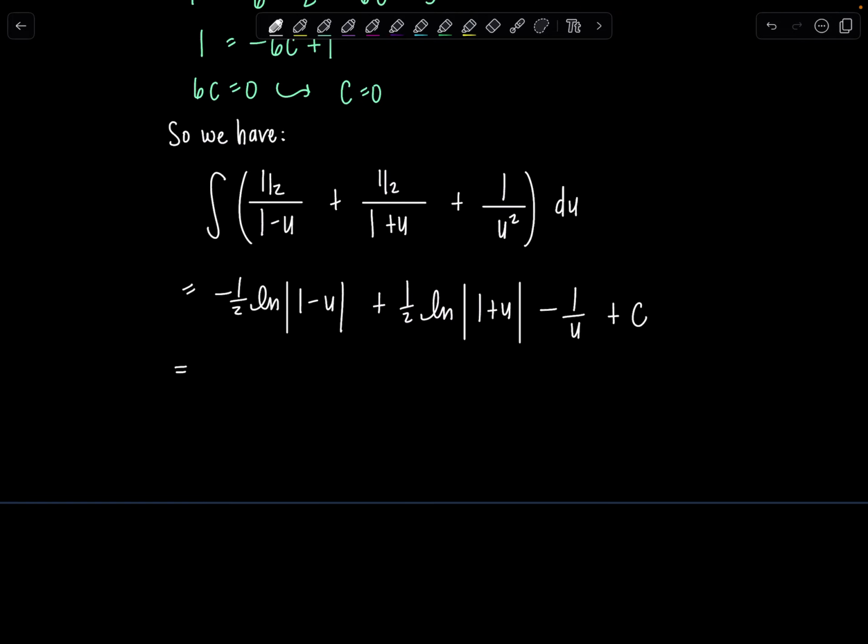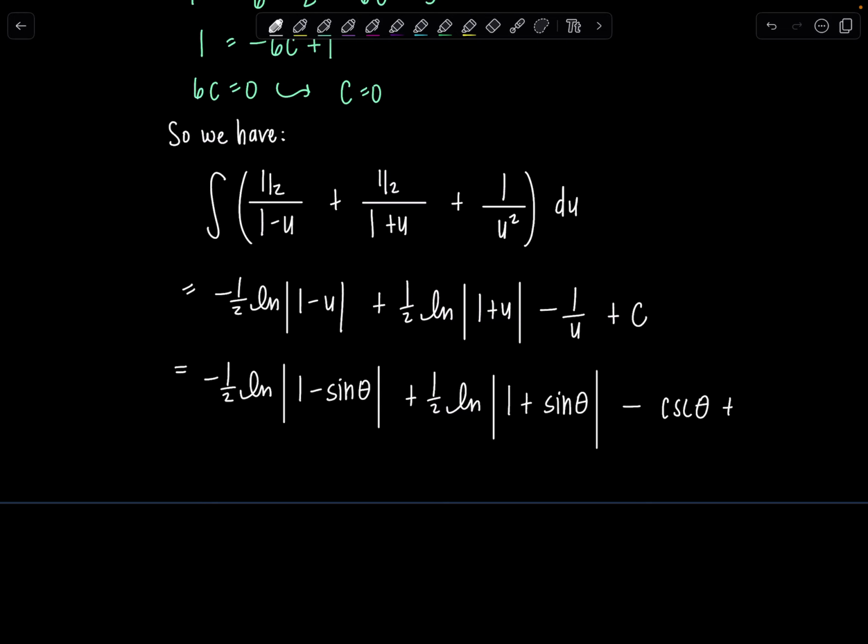So this is going to be -1/2 ln absolute value 1 minus sine theta plus 1/2 ln absolute value 1 plus sine theta minus 1 over sine theta, which is cosecant theta, plus c. Okay, remember though, the problem didn't start in terms of theta. We did a trig sub. So we're going to have to draw a triangle and go back to the original variable.